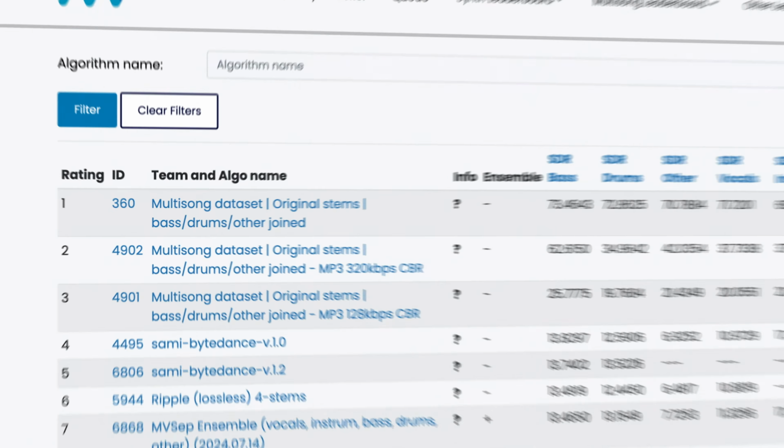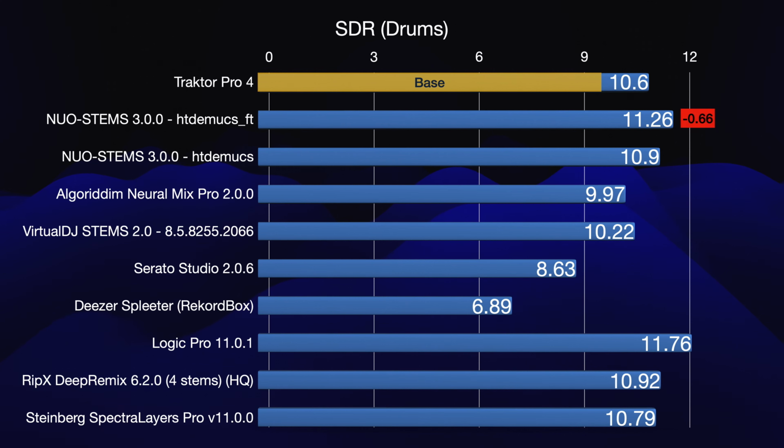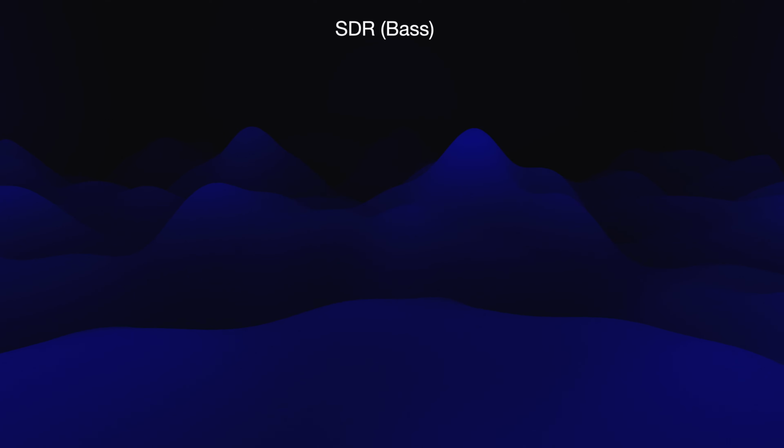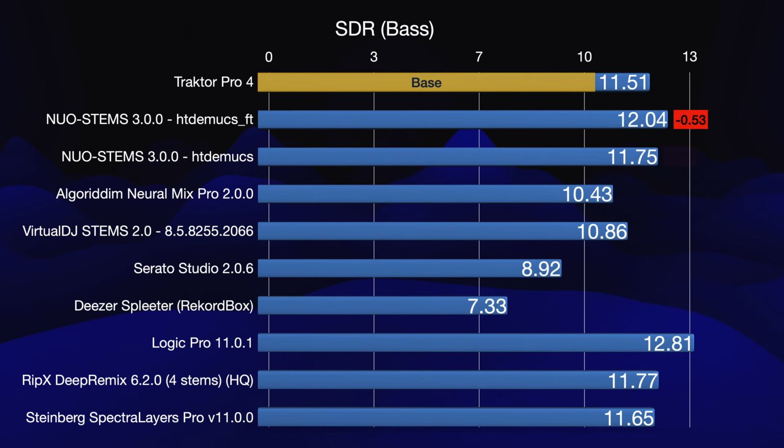As you can see, for drums, Traktor performs worse than NeoStems, but better than its competition: Algorithm DJ Pro, Virtual DJ, Serato, and Rekordbox. Just for reference, I also added a few other softwares. For the bass stem, the situation is almost the same. Traktor beats the competition, but falls behind NeoStems.